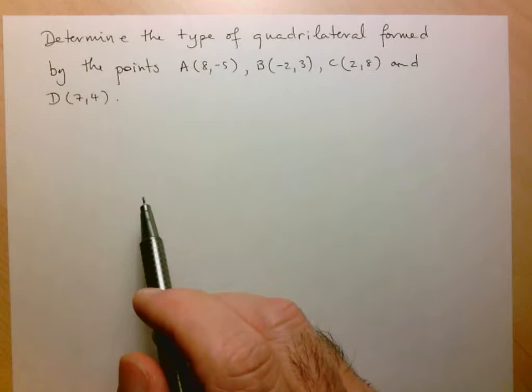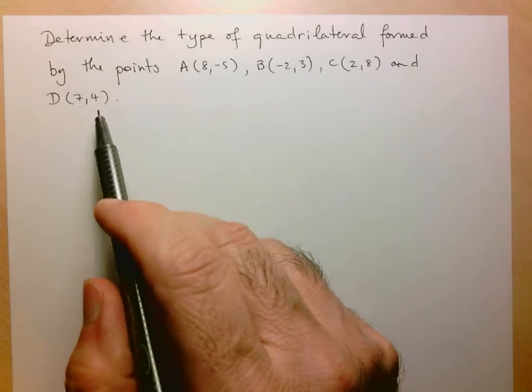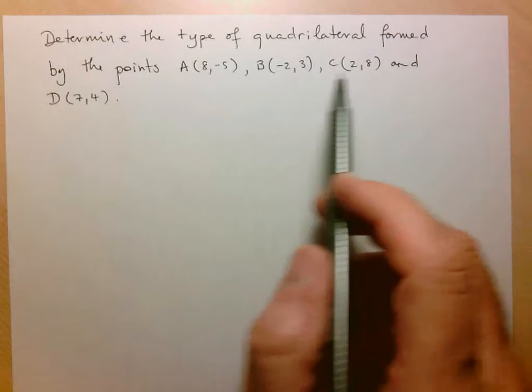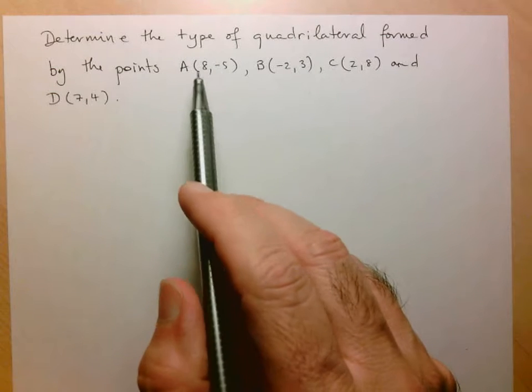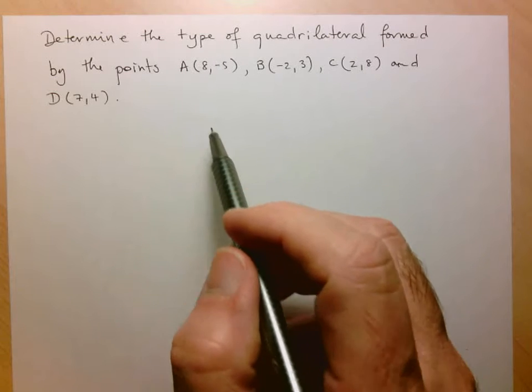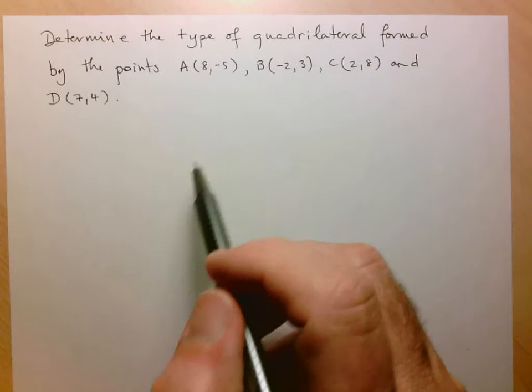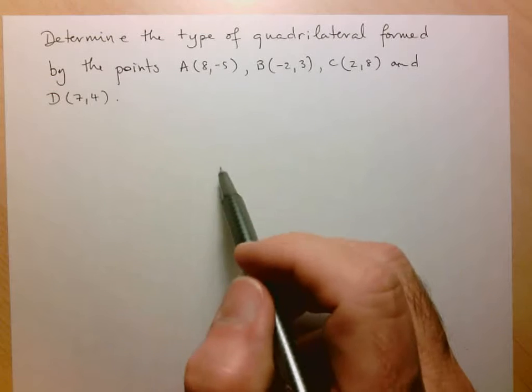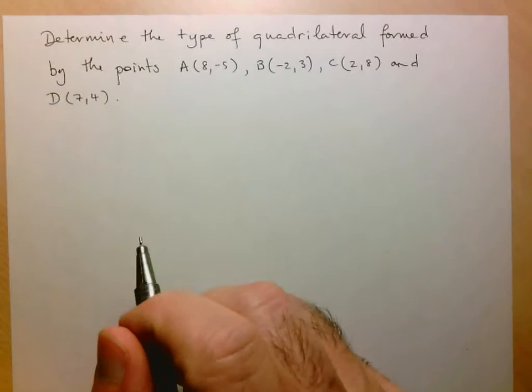Now again, we're going to assume that when they're given in alphabetical order like that, they follow in that order. So you have point A, then point B, then point C, then point D. Whether it's in clockwise order or counterclockwise order doesn't matter.